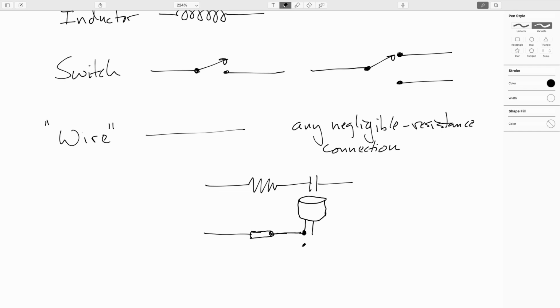There. So that's one way you could do it, say with a drop of solder. Or you could have chosen to instead do this. You could have used a wire nut like you see in home wiring. Or you could have decided to twist these together.